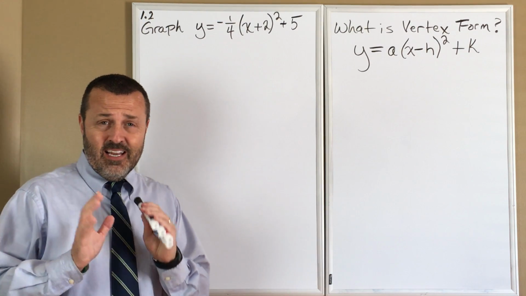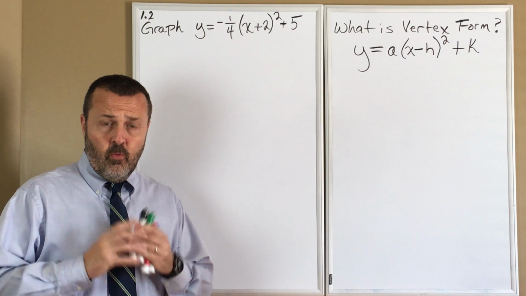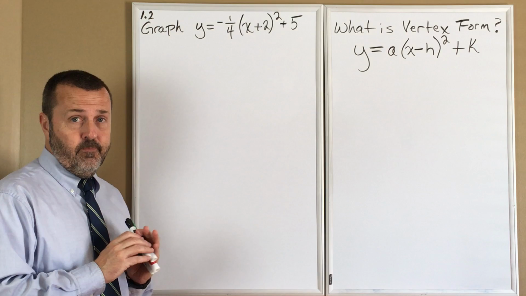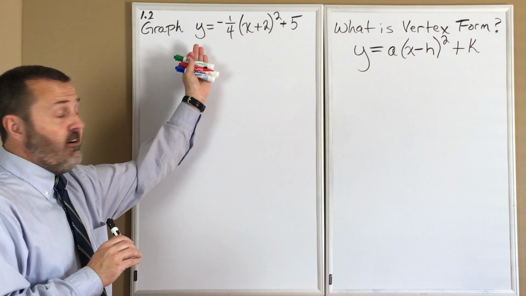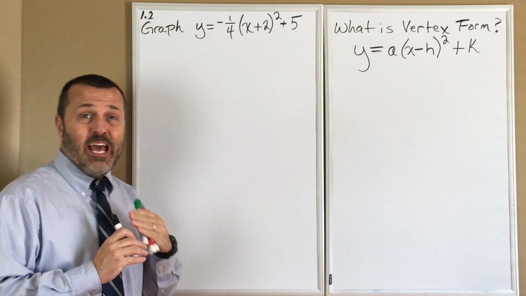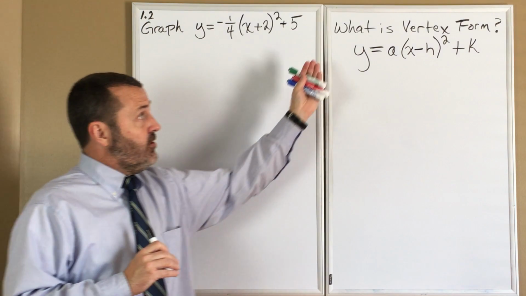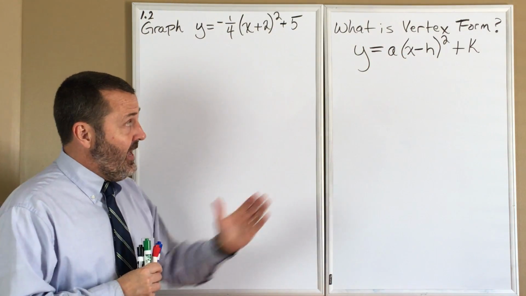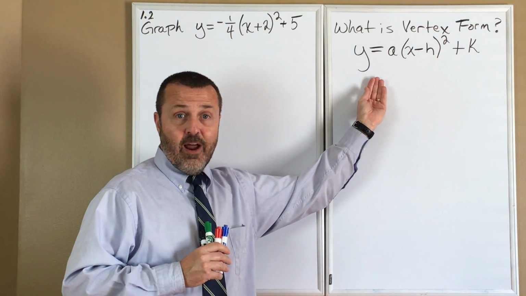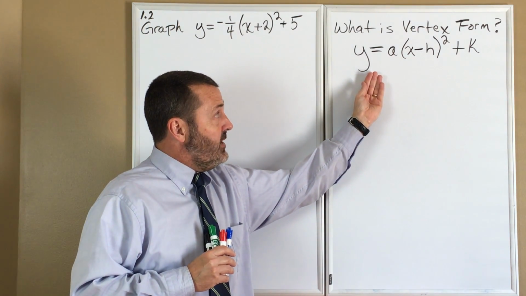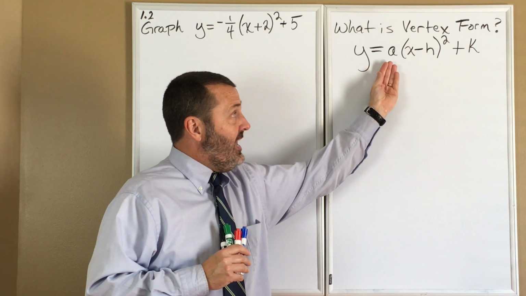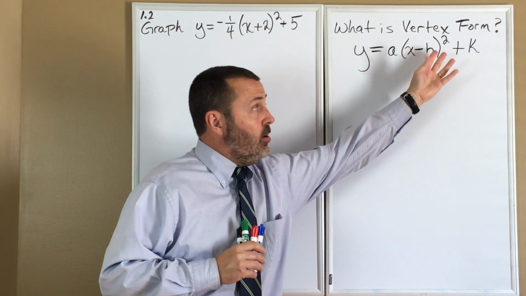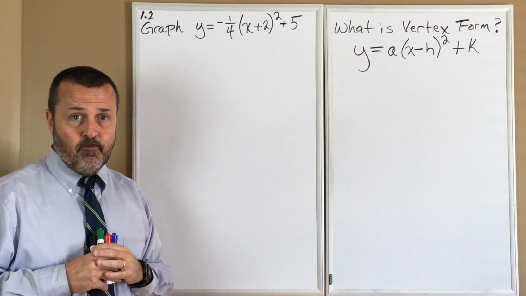Chapter 1, Lesson 1.2. 1.2 has 4 parts, and we're in Part 1. We're given a function, and the function happens to already be in vertex form. The question is, what is vertex form? I have it written over here to the right. Vertex form is y equals a times the difference of x minus h, all squared, plus k.